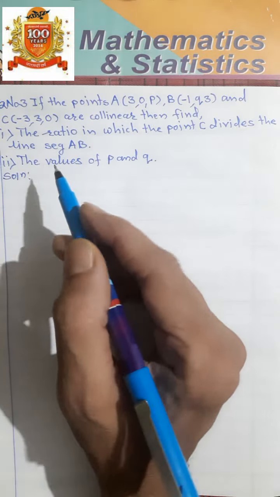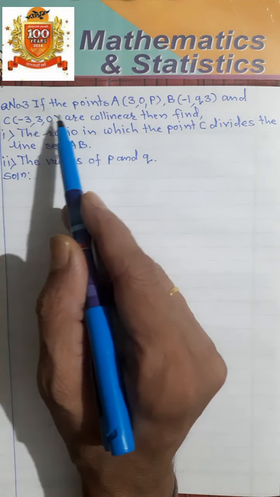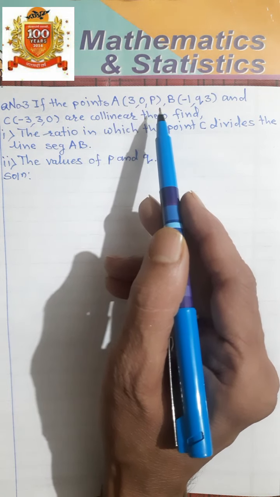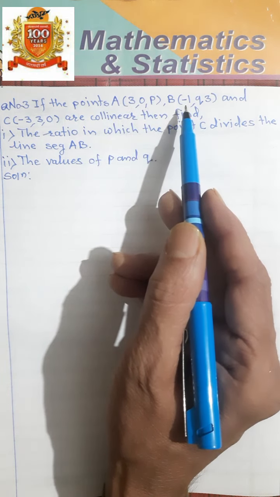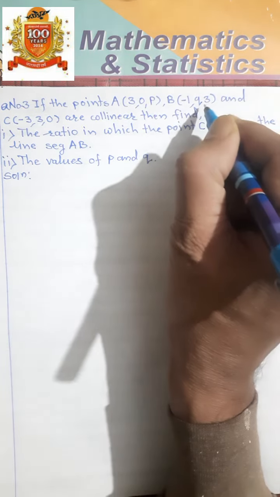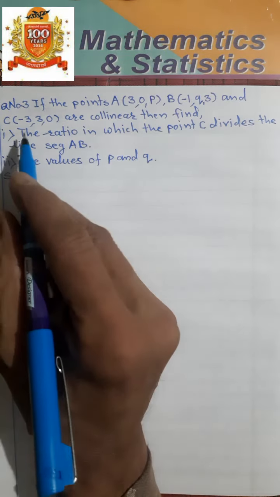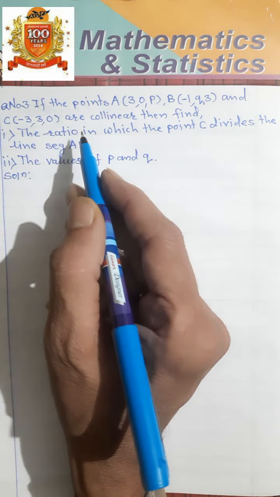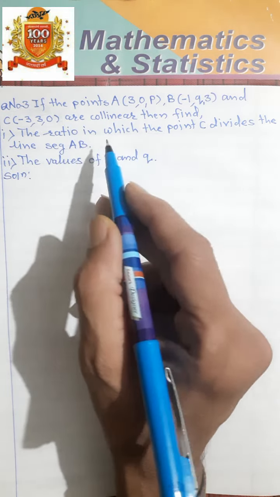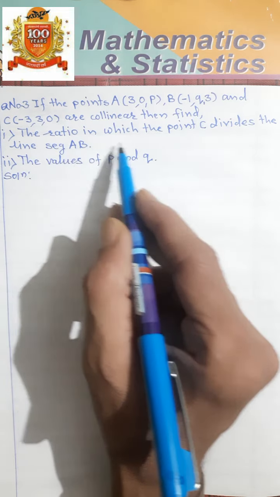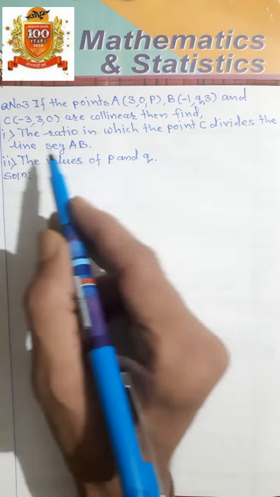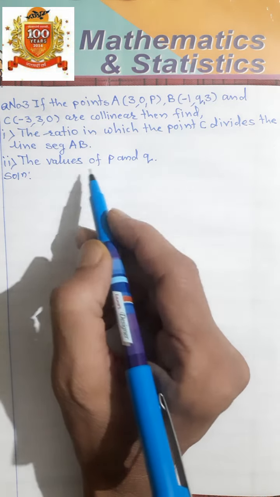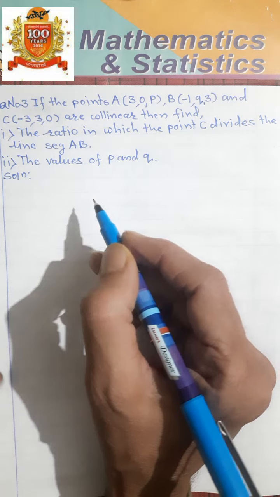Let us see one more question. Question number 3. If the points A (3, 0, P), B (minus 1, Q, 3) and C (minus 3, 3, 0) are collinear, then find the ratio in which the point C divides the line segment AB and the values of P and Q. First we will write the given.